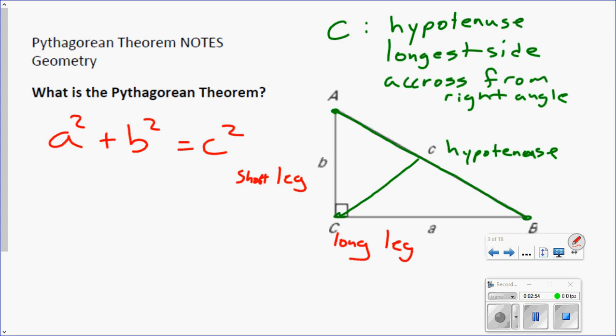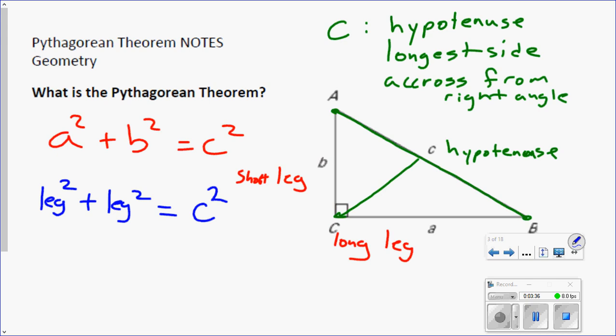So the Pythagorean theorem basically says that if you take the length of leg 1, or the short leg, and you square it, and you add the square of the length of the other leg, you should get the same number as if you took the length of the hypotenuse and squared it.